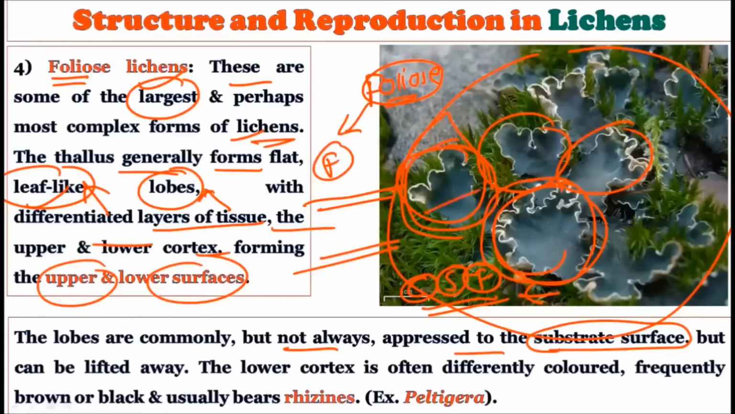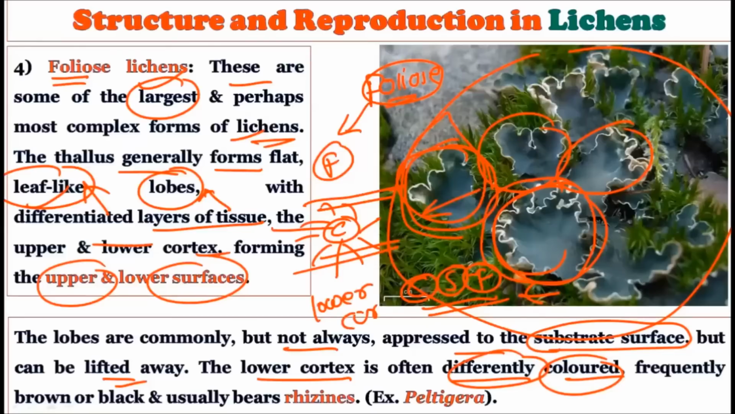Now this is very peculiar, because in the Crustose lichen, the whole body, the whole thallus structure, is attached to the substratum. But in the leafy Foliose lichens, these leaf-like lobes are coming above the substrate surface, and they can be lifted away, right? They can be lifted away, and the lower cortex is differently colored. What they show is a differently colored lower cortex. That is the complete differentiation of the cortex found in these Foliose lichens.